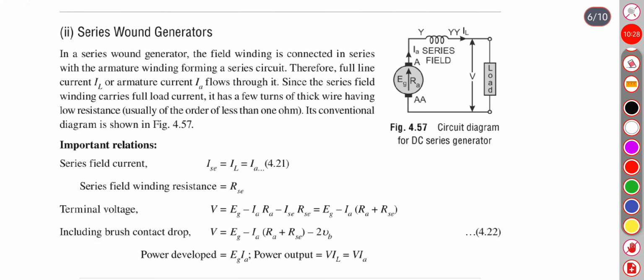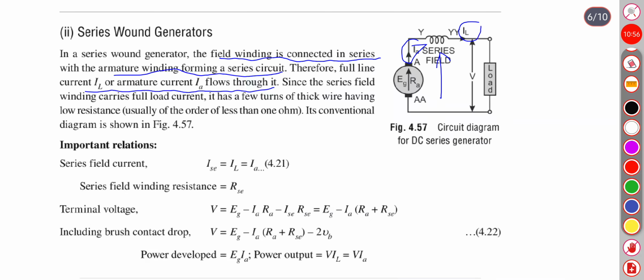Now the series wound generators. The field winding is connected in series with the armature winding, forming a series circuit. This is your series winding, connected in series with the armature. Therefore, the full load current IL or armature current flowing through it will be the same. This is IA and this is your IL.